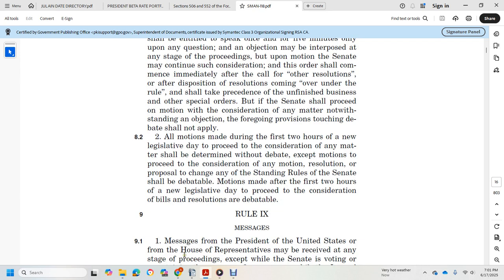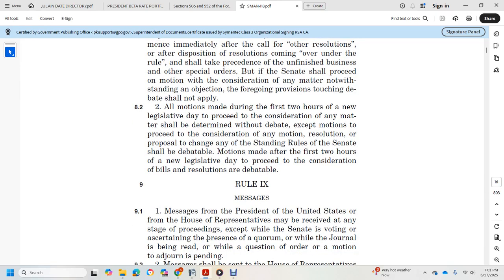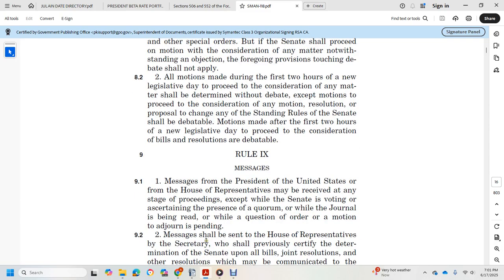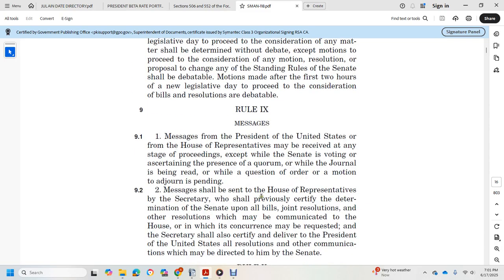Rule 9. Messages. Messages from the President of the United States or the House of Representatives may be received at any stage of the proceedings except while the Senate is voting, ascertaining the presence of a quorum, or while the journal is being read, or while a question of order or a motion to adjourn is pending. Messages shall be sent to the House of Representatives.